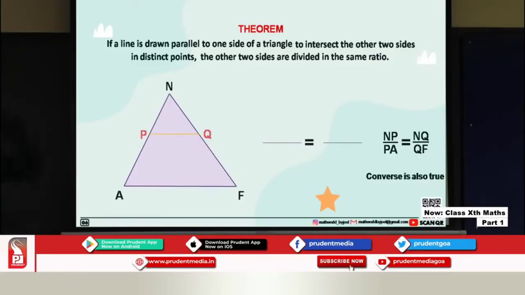Again, all I'm doing is I have a triangle and a line is drawn parallel to any side of the triangle. It need not be only the base one, so it can be parallel to any side. Whenever it intersects those other sides at two distinct points, those sides will be in the same ratio.